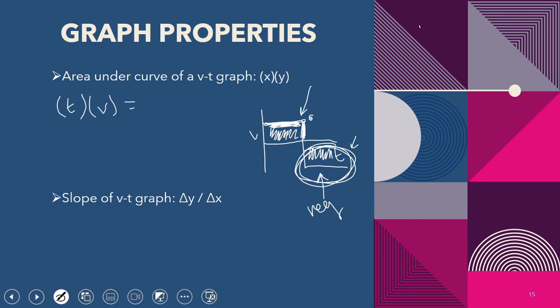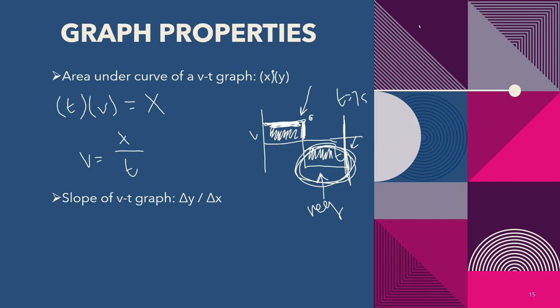So we learned earlier that velocity is equal to displacement over time. So then velocity times time must equal displacement. So basically, the area under the curve of a VT graph gives us the total displacement that the object has traveled in that time frame. So let's say our VT graph ends here, which let's say is t equals 7 seconds. This area basically gives us the amount of displacement the object has covered in those 7 seconds.